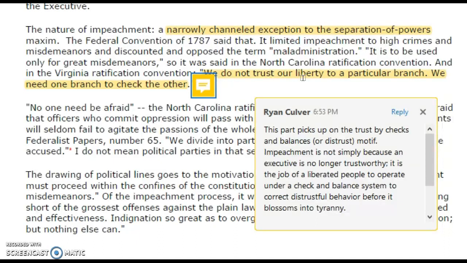It's like trust by distrust. Checks and balances are in place. Like in this case, impeachment. It's not simply there because an executive is no longer trustworthy. It's the job of a liberated people to operate under this check and balance system to correct distrustful behavior before it blossoms into tyranny, to preserve that liberty that everybody is after in the first place.